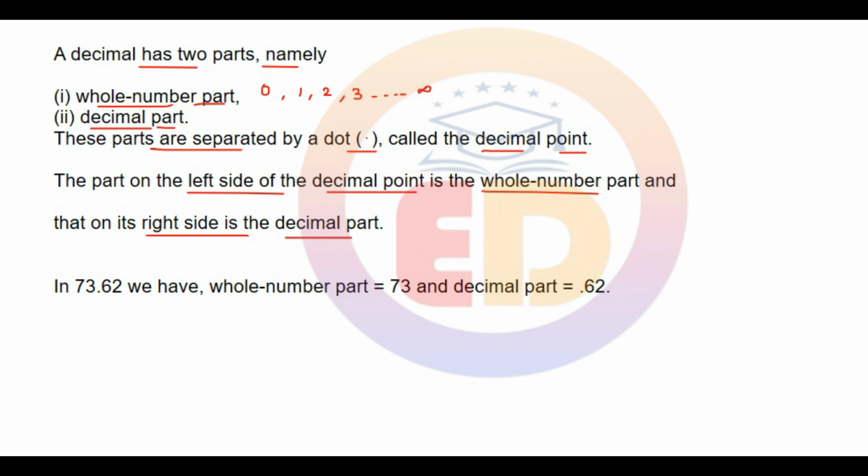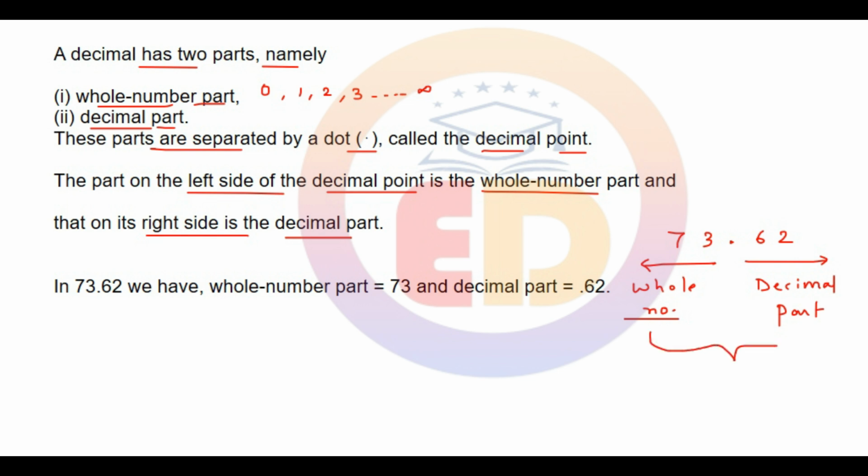Let us look at an example: 73.62. The decimal point is at the center. The left hand side is 73. This is the whole number part. And the part which is on the right side of the decimal point is called the decimal part. So in this way, we can see that a decimal number is a combination of a whole number and a decimal part. Here 73 represents the whole number part and 0.62, including the decimal point, is the decimal part.